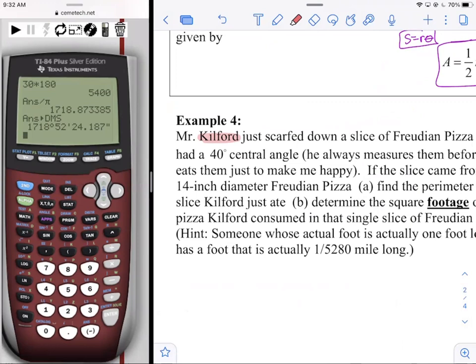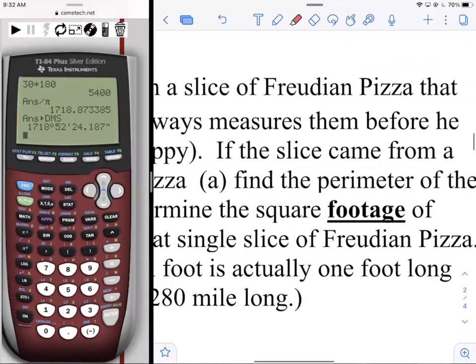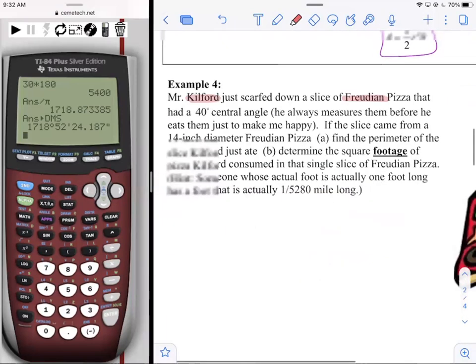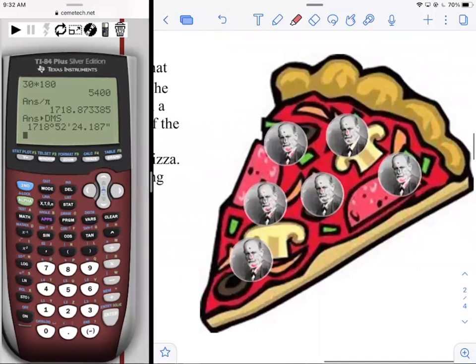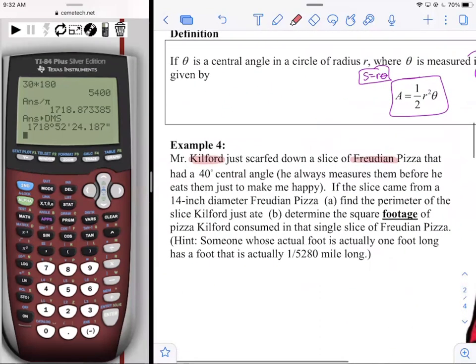Sorry. Mr. Kilford just scarfed down a slice of Freudian pizza. He's a psychology teacher, so he likes to order Freudian pizza. Now, what is Freudian pizza? It's kind of gross, but here it is. It has thin slices of Sigmund Freud on it, as you can see. And don't worry, that's not blood on his beard and forehead and nose. That's marinara sauce. It's a pizza. The slice has a 40-degree central angle.